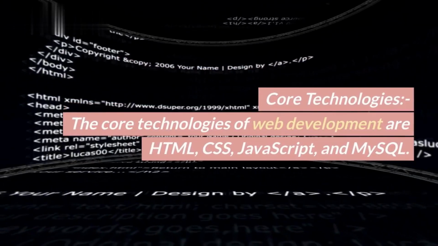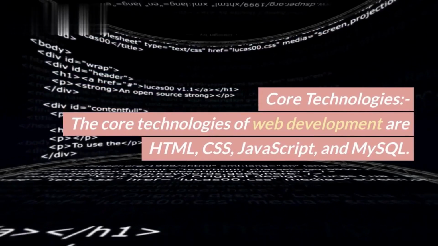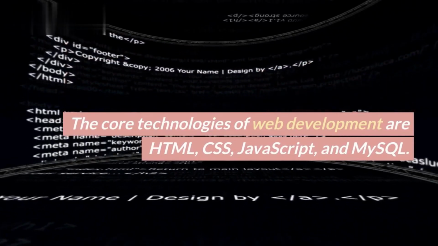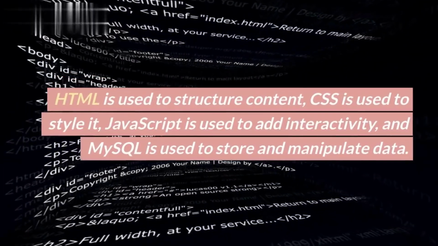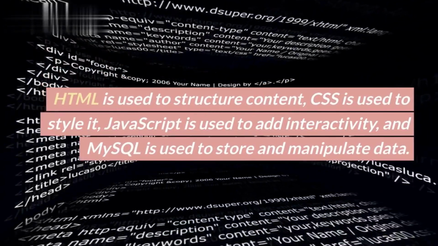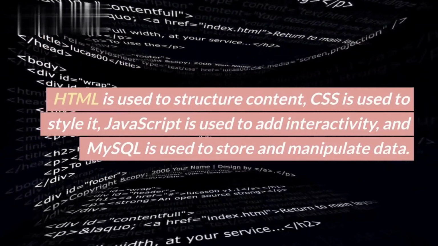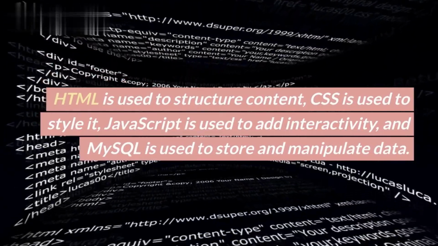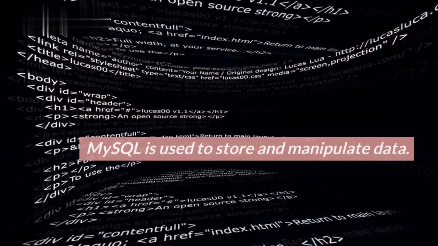Core technologies. The core technologies of web development are HTML, CSS, JavaScript, and MySQL. HTML is used to structure content, CSS is used to style it, JavaScript is used to add interactivity, and MySQL is used to store and manipulate data.